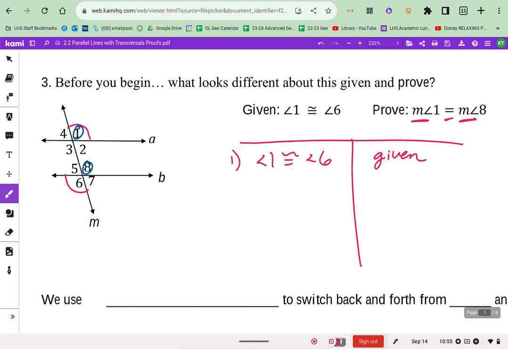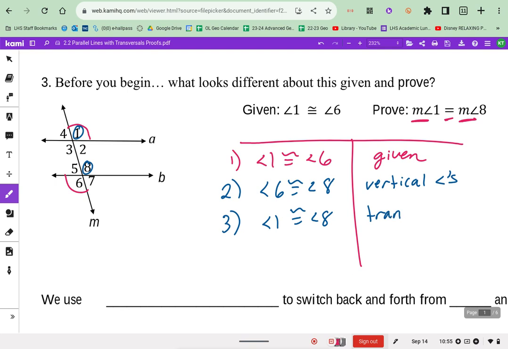Okay, I bet you guys did something with vertical angles. What stuck out to me is that angle 6 is congruent to angle 8 by vertical angles. And then I said that means that angle 1 is congruent to angle 8 by the transitive property.